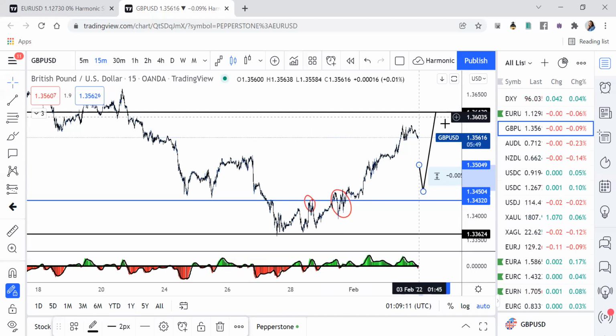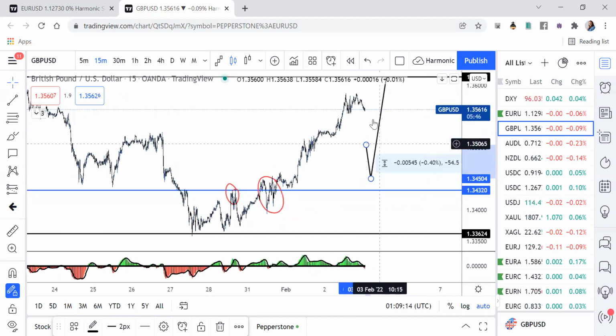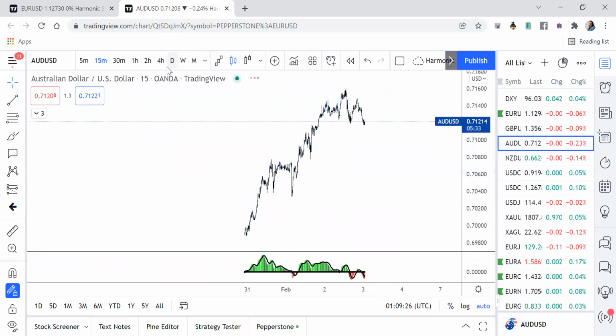Okay? So this is my analysis on GU. Wait for that price to come into this zone and then look to take a buy. Good. That's GBP USD. Let's look at AUD USD.